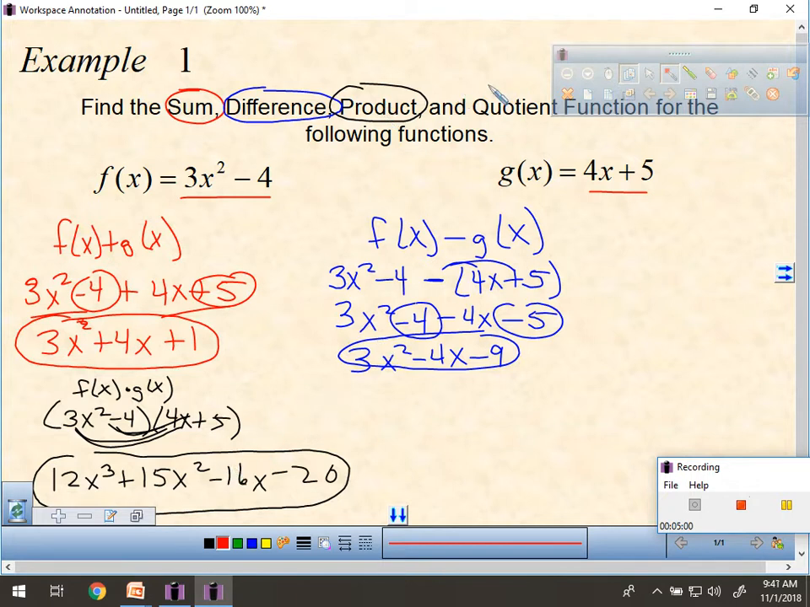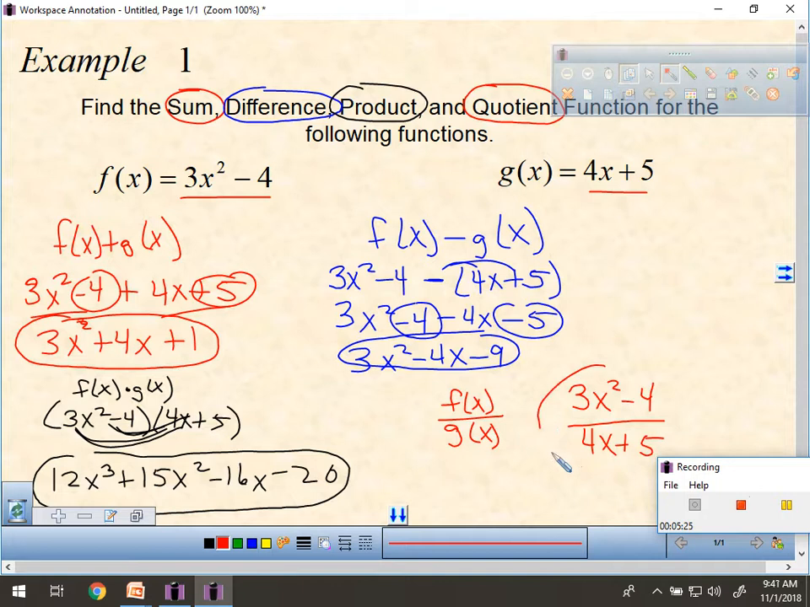The last one, quotient. Just like you can divide two numbers, you can also divide two functions. And so like if I wanted you to tell me what f of x divided by g of x is, that would literally be the f function in the numerator and the g function in the denominator. And I'm actually going to leave it just like that. I'm going to go ahead and tell you that there's nothing else I can do to that.